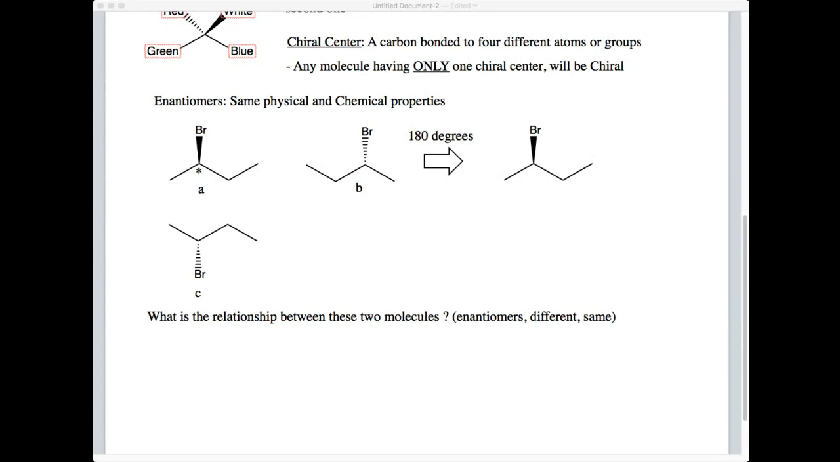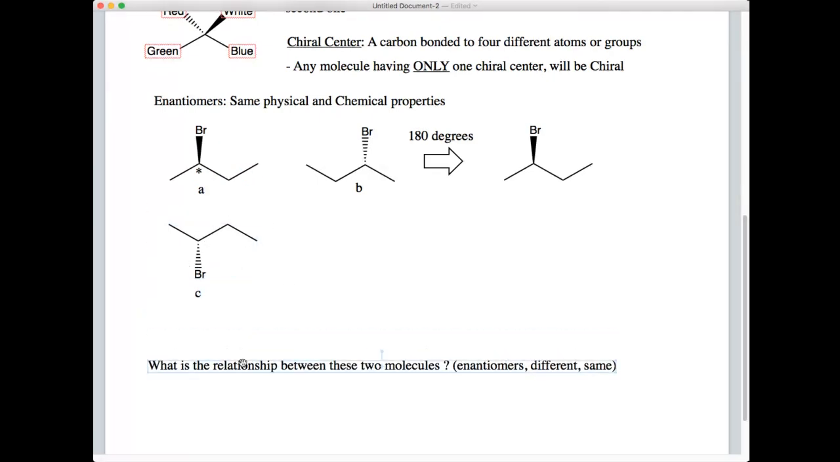So B and C are the same molecule, okay? And obviously B and A are the same. So what happened from A to C is I just did a 180 degrees flip, a vertical flip.